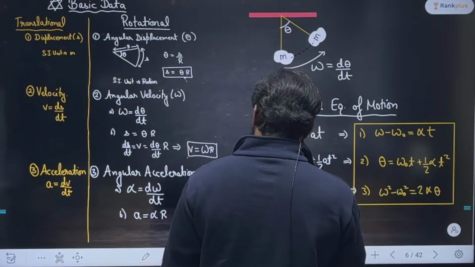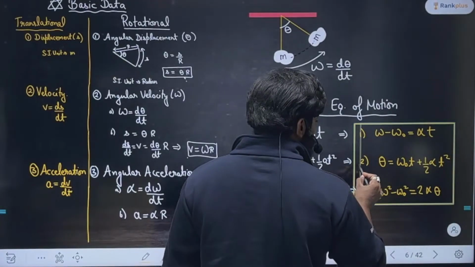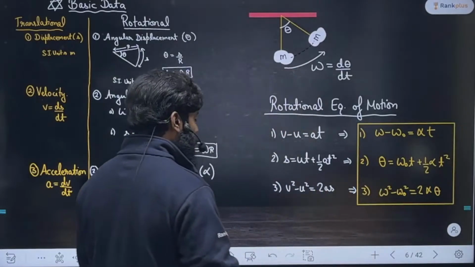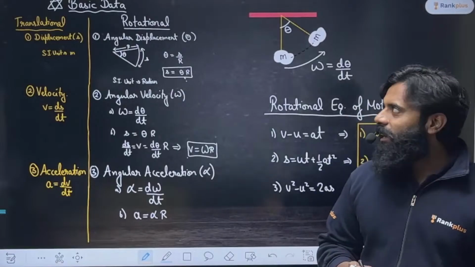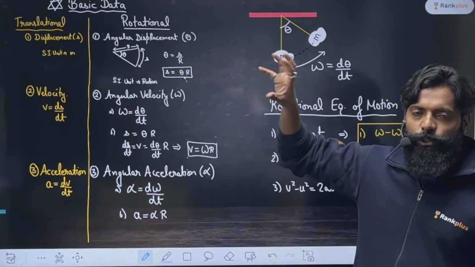Okay, now I hope that all the arsenals are ready. Now it's time to fire. All the basic arsenals are ready. This is the basic data which you have to know, right?